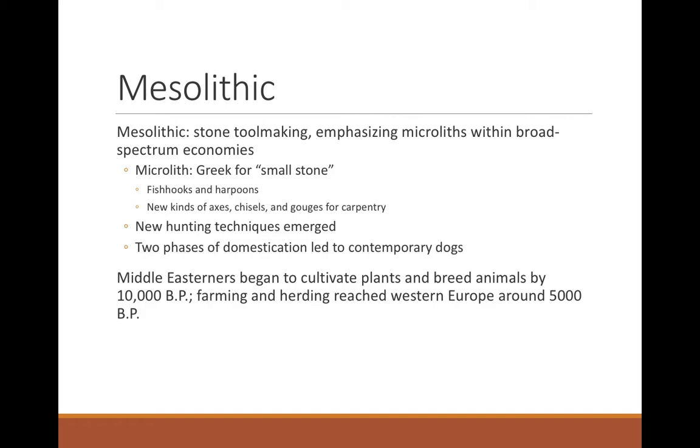And guess what? One of the characteristics that changes in the plant life during the broad spectrum revolution was the proliferation of stands of wild grains like wheat, barley, rice, millet, and so forth. So we see new technology associated with both plant and animal life. We see new hunting techniques emerge. We start to, for example, set traps and snares for smaller bodied game.